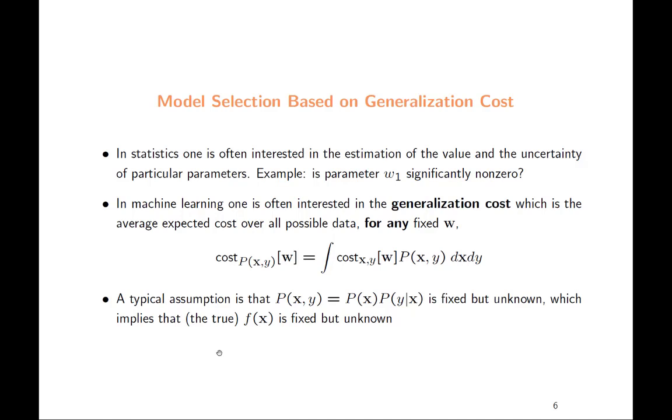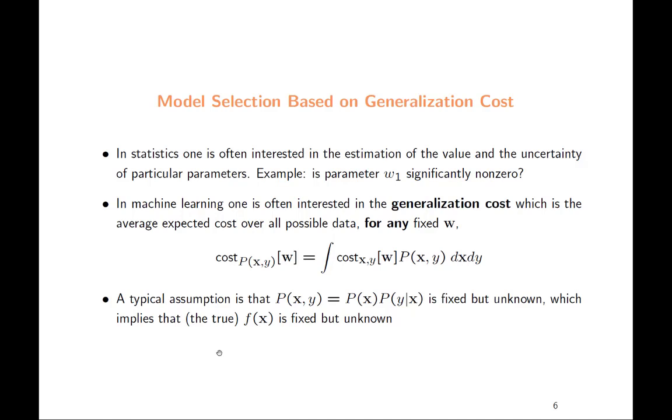So this is, or used to be at least, a difference between machine learning and statistics. In statistics, one is often interested in the estimation of the value and the uncertainty of particular parameters. We discussed this before. For example, is the parameter on the treatment, w1, significantly non-zero? So does the treatment have an effect on the outcome or not?